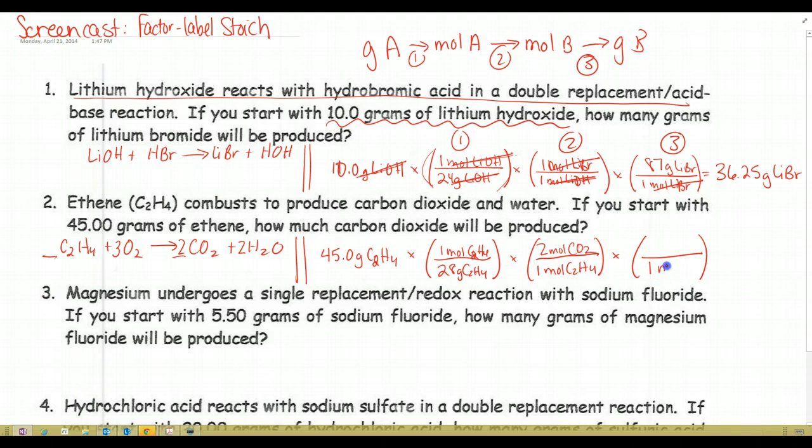And now I have to convert to grams of carbon dioxide. It's 44 grams, right? 32 plus 12 is 44. All right, so when I calculate this out, I take 45 divided by 28 times 2 divided by 1 times 44. It gives me 141.4 grams carbon dioxide. Let me double check that. 45 divided by 28... Yep, 141.4 grams carbon dioxide.